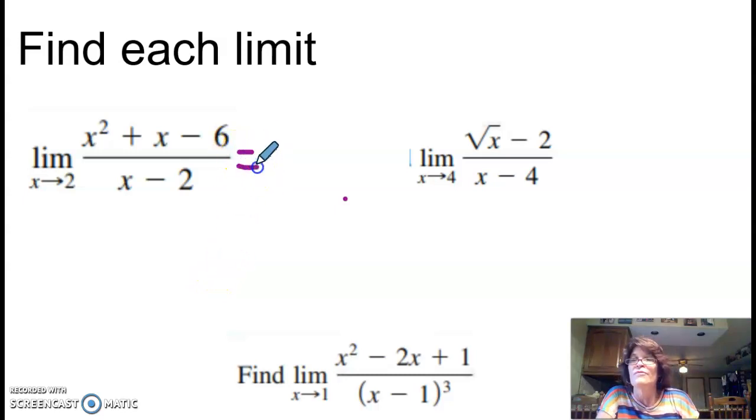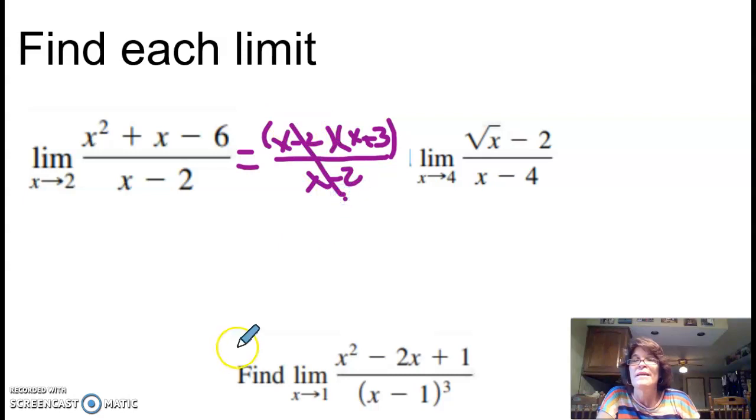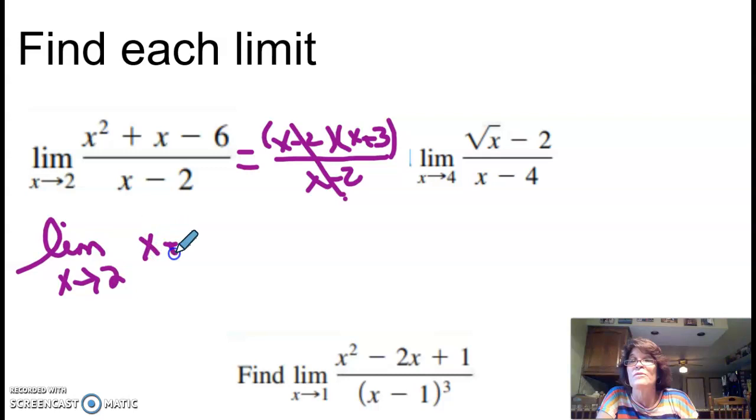So let's fool around a little bit with this numerator. I can factor that into, what's that factor into? X minus 2, x plus 3. Okay, so factor that quadratic, and notice what happens. The x minus 2's cancel. So I end up with the limit as x approaches 2, really of just x plus 3. Okay, factor the numerator, and this is what you get.